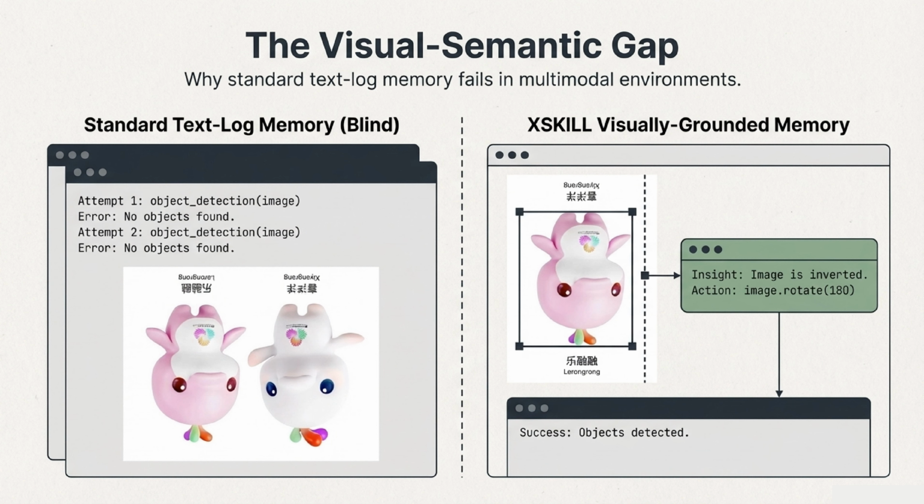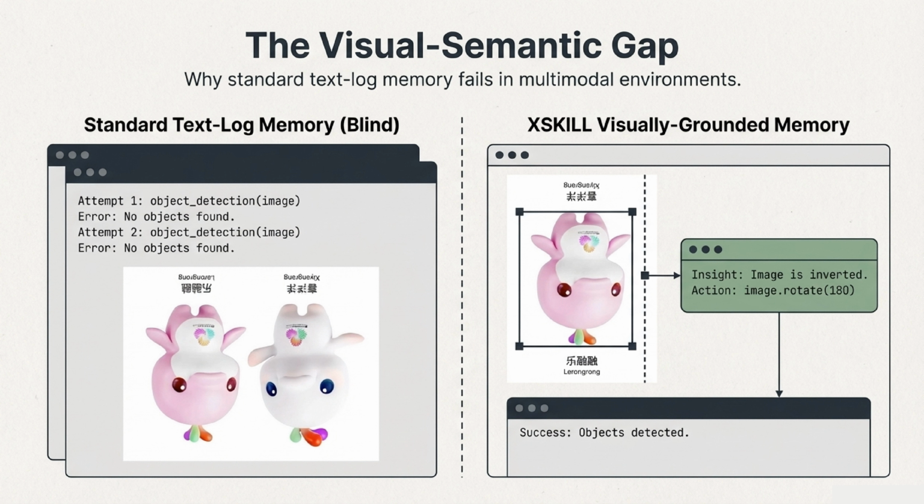So, why can't standard text log memory fix this? It's due to the visual-semantic gap. A standard text log is blind. If an object detection attempt fails, the log just records no objects found, and the agent will stubbornly try the exact same text-based command again.